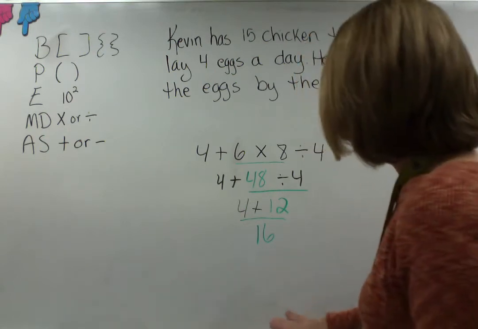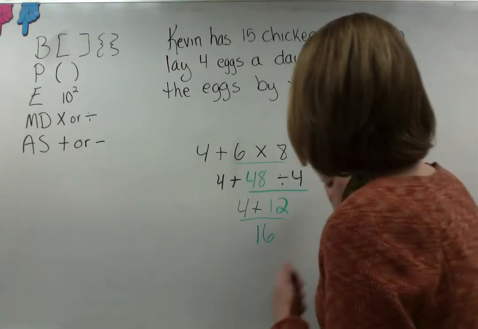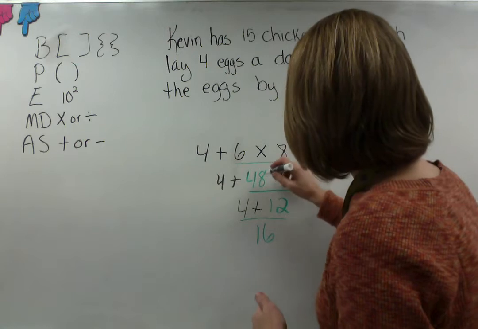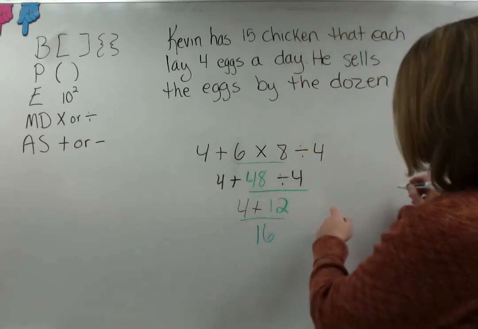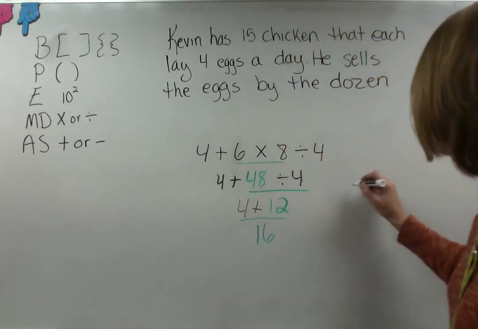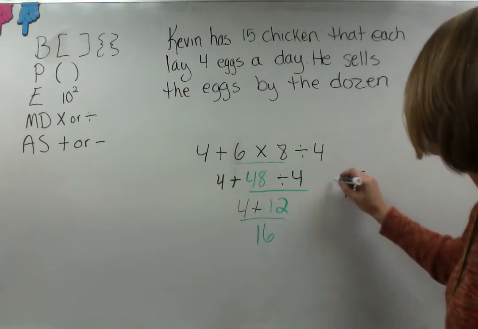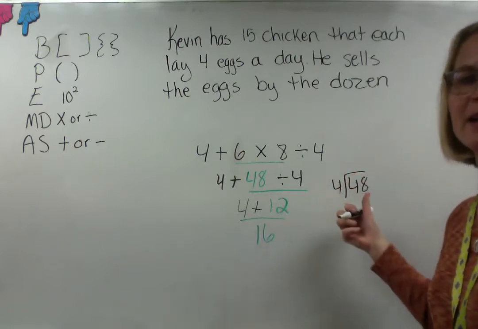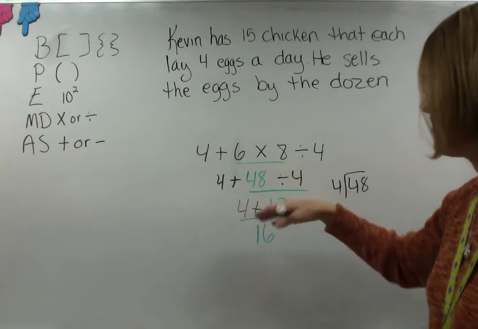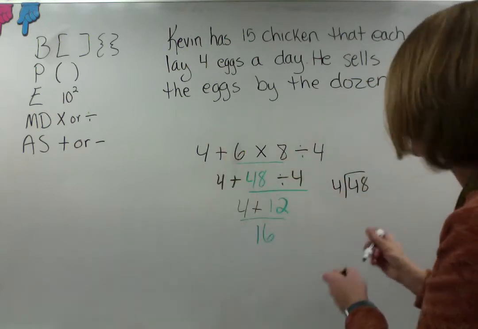What I see some people doing is the 48 divided by 4 underneath here, and then the answer's over here. If you have to figure out what 48 divided by 4 is, do it off to the side so that it's not underneath this, so that you can keep this area neat and clear.